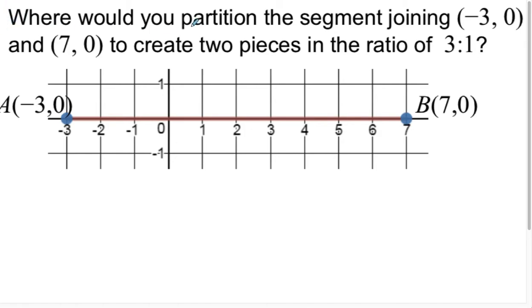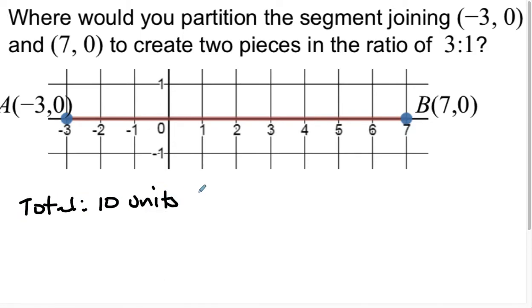It says, where would you partition the segment joining -3, 0 and 7, 0 to create 2 pieces in the ratio of 3 to 1? Same idea. In order for us to create 2 pieces in a ratio of 3 to 1, we need to count the distance from A to B. Since it's a horizontal line, I can just count: 1, 2, 3, 4, 5, 6, 7, 8, 9, 10. Or I can subtract the x's. 7 minus -3 is positive 10. So I have a total of 10 units.